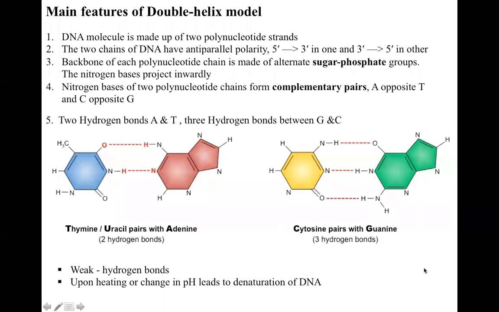Even if you change the pH of the solution, these hydrogen bonds can be broken and this double helical structure of DNA can be made into single stranded. This breaking of double stranded DNA is called denaturation. And if you cool the solution and change the pH, these 2 polynucleotide strands will rejoin. This is called renaturation. So denaturation and renaturation.